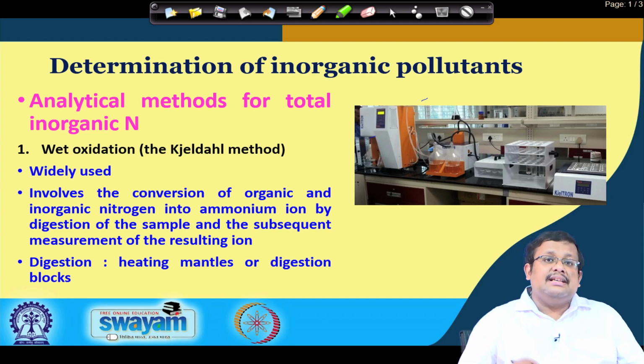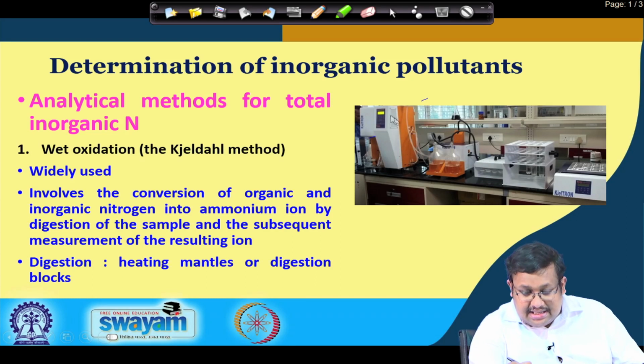And for digestion, it also has auxiliary heating mantles or a digestion block. As you can see in this picture, this is the distillation unit of the Kjeldahl apparatus, and this is the digestion unit with block digesters. It is basically a block digestion process. So, the digestion of the samples occurs in this block digestion chamber. So, this is how wet oxidation by the Kjeldahl method is performed.